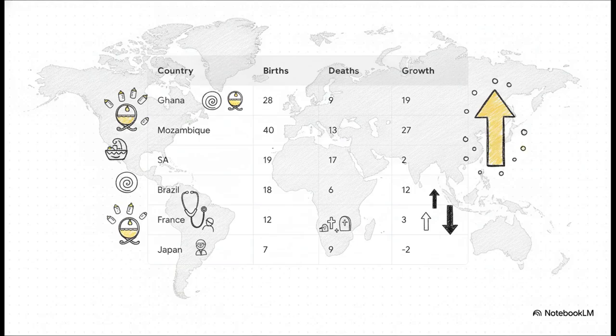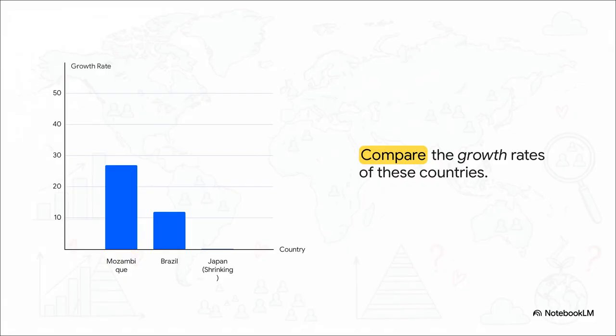Ghana sits at 19, South Africa at 2, and France at a very modest 3. When you map out those growth rates we just calculated, the extremes of our global ecosystem become crystal clear. Mozambique is towering way up there at 27. They are expanding incredibly rapidly. Brazil is cruising in the middle with a steady, healthy growth rate of 12.